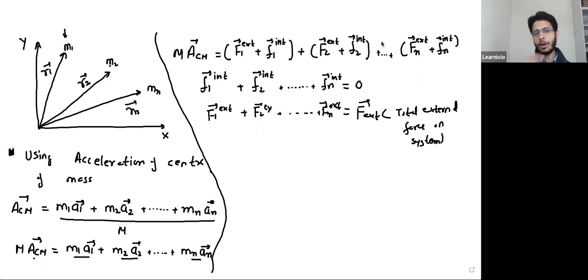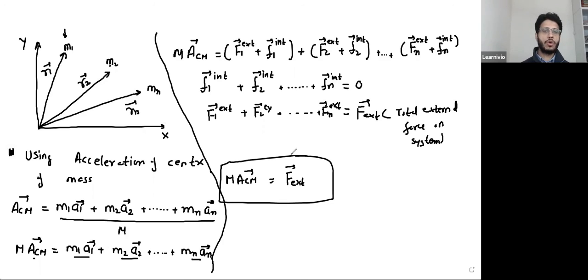So if I substitute all values here, what I will get is that mass times acceleration of center of mass is F external, because all internal forces sum to 0. So what we wrote in that statement, that acceleration of center of mass will depend only on external force, that thing we have proved: the acceleration of center of mass depends only on external force, not on the internal force.